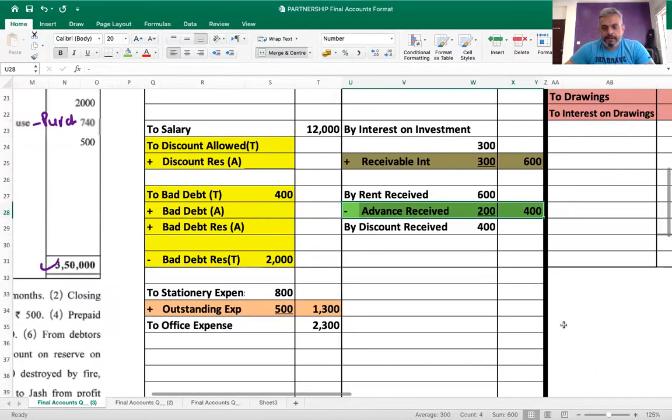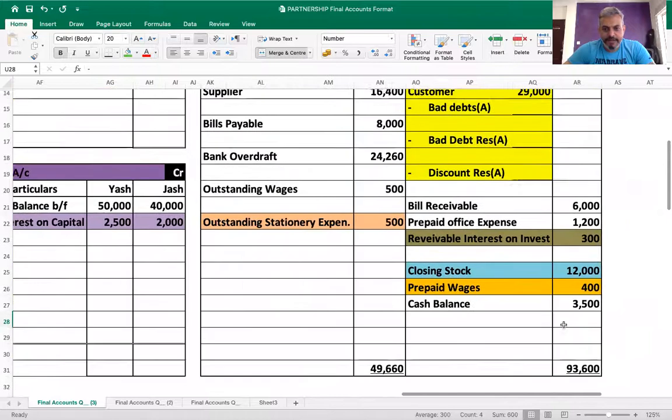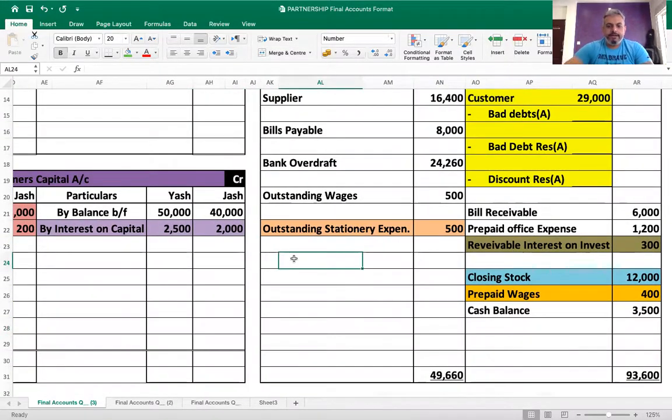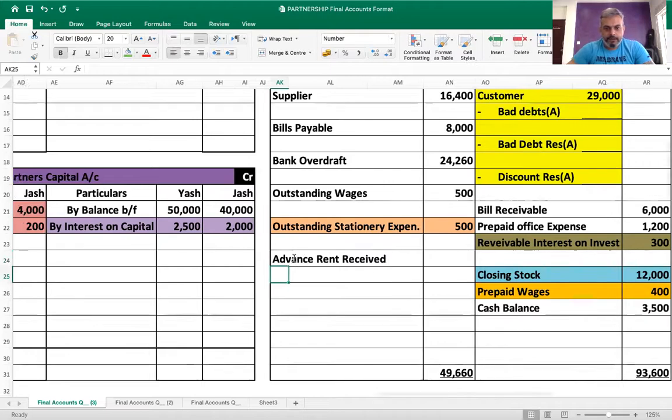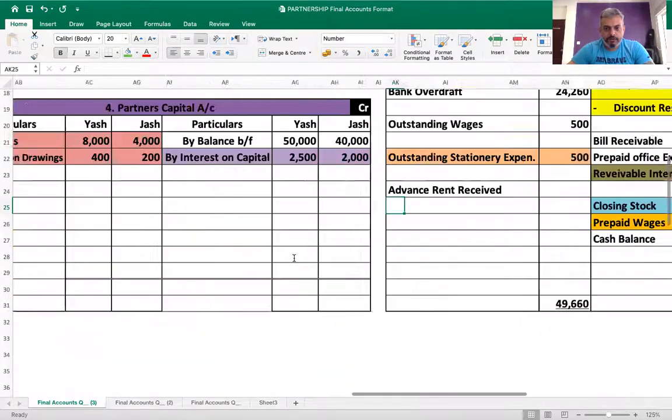Second effect, anything you receive in advance is not your income because it's your advance, you have not yet given services. So it is your liability. So balance sheet, liability side, advance received or advance rent received. Advance rent received 200.